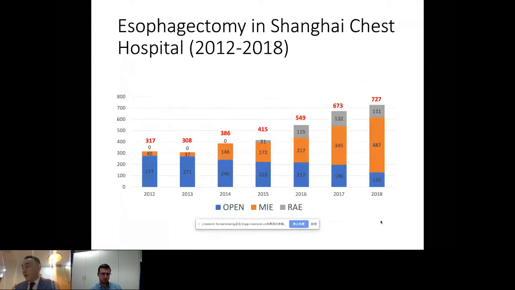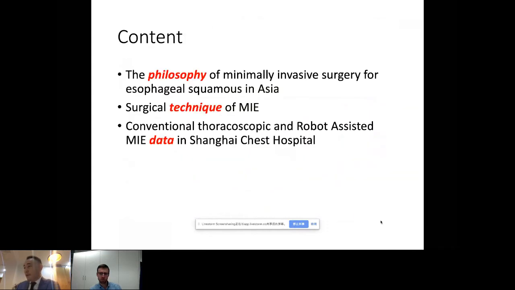From this slide, we can clearly see how important MIE has become in our daily work. Traditional thoracoscopic and robotic-assisted MIE has accounted for 82% of all esophageal surgeries in my center. I will complete today's speech in 3 parts, including the philosophy of MIE, surgical techniques, and finally the data results of MIE in the Shanghai Chest Hospital.